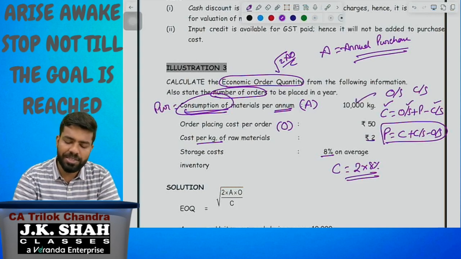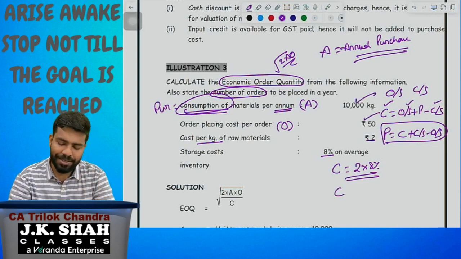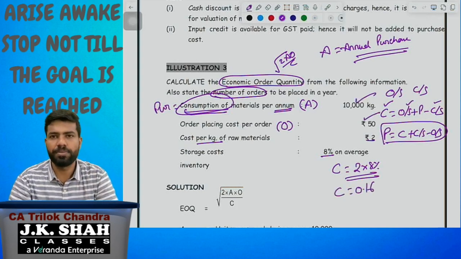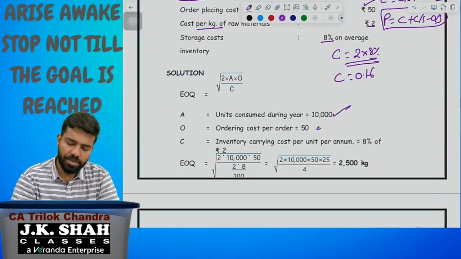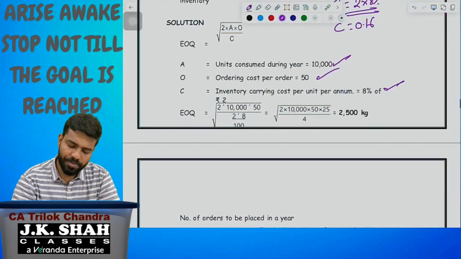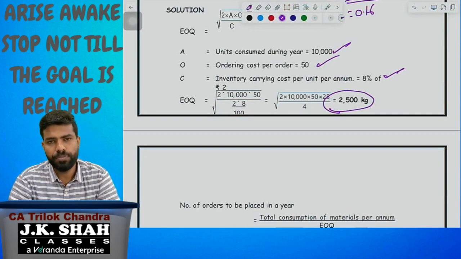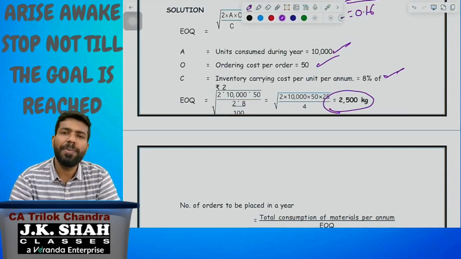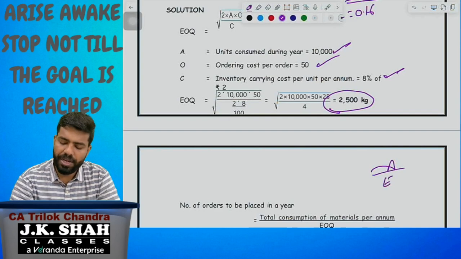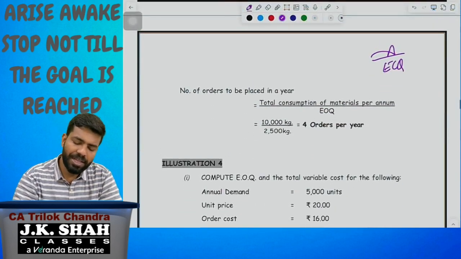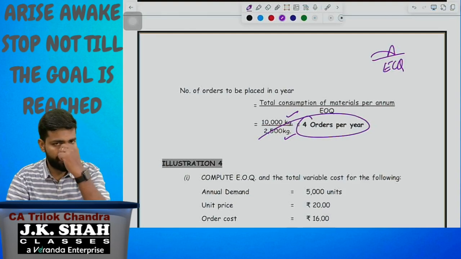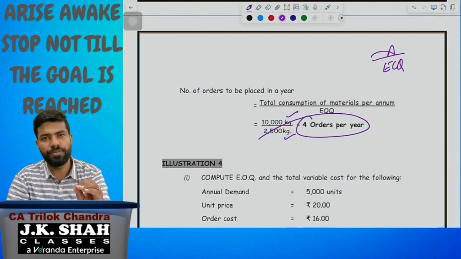A is 10,000 kgs. O is 50 rupees. C is 0.16. So root of 2 into 10,000 into 50, divided by 0.16. We'll be getting 2,500 kgs as the EOQ. Now how to calculate the number of orders? A divided by EOQ, that is 10,000 kgs divided by 2,500, 4 orders per year. All of you clear about this question?